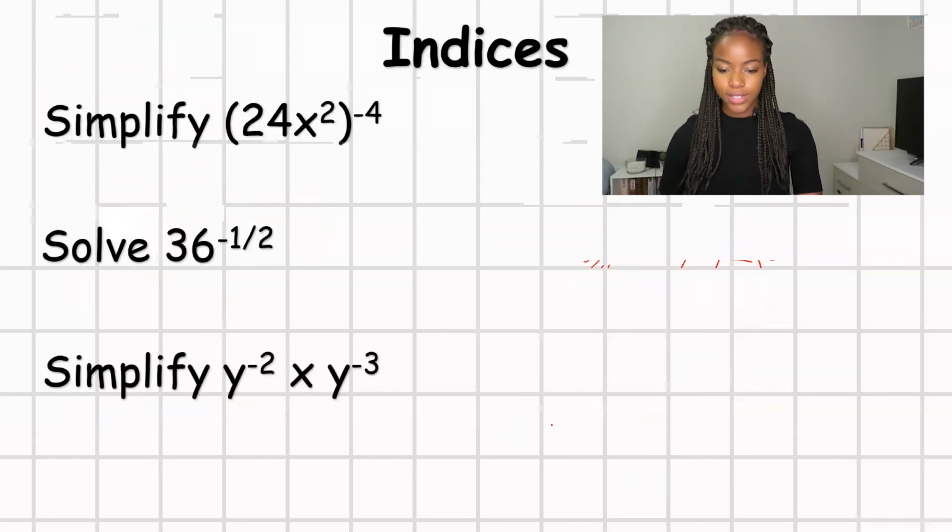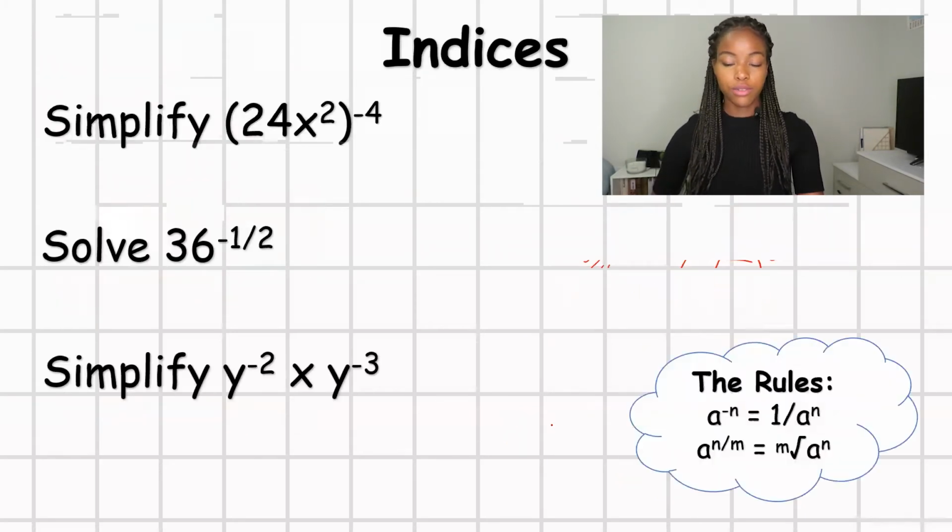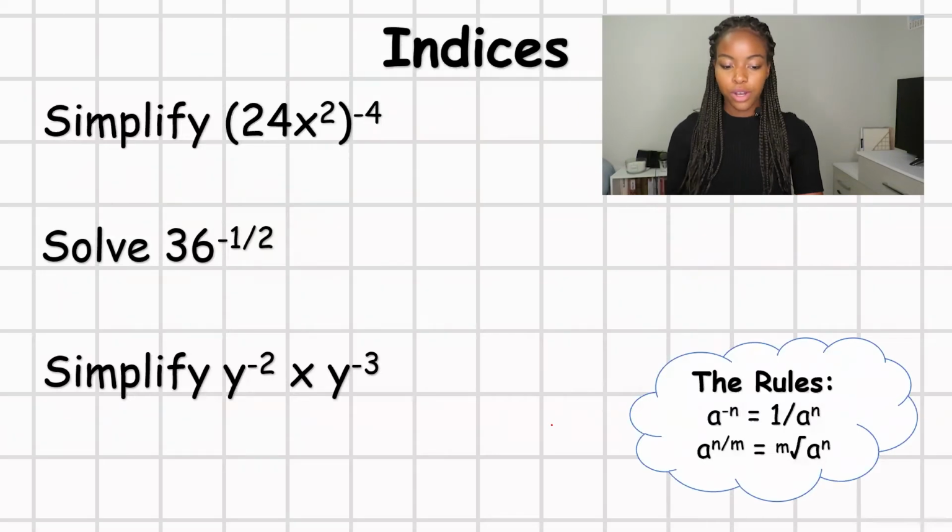We have the 3 questions here, and I'll also leave the rules on the right hand side here for you. A couple of things before we go ahead. One thing to remember is to deal with the coefficients separately, as we did in the first video. You would have to put, for example, in the first one, you would have to do 24 to the power of -4, and then you can use the index law for x squared to the power of -4.